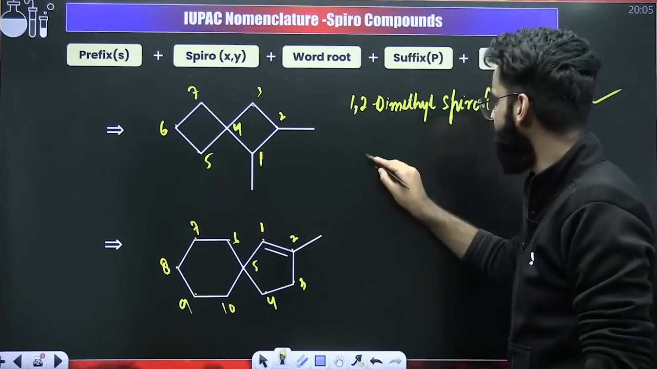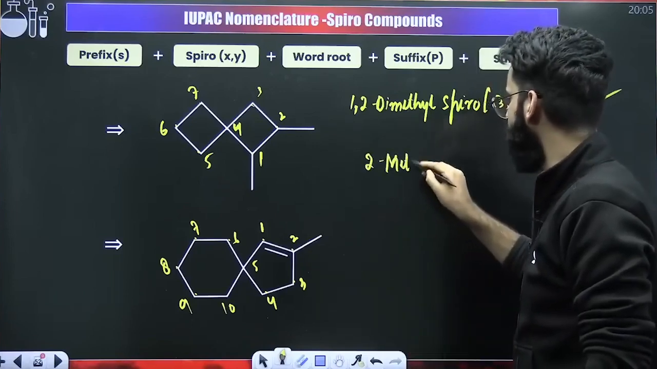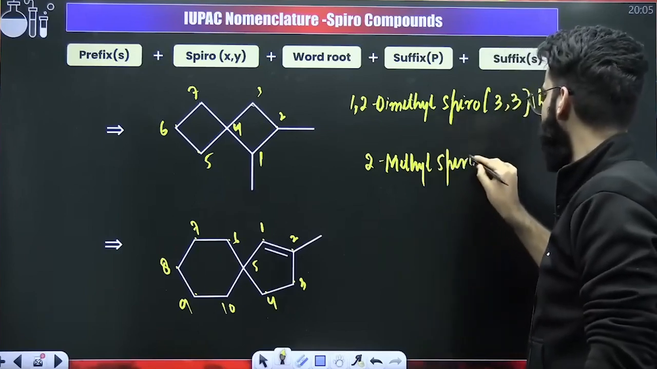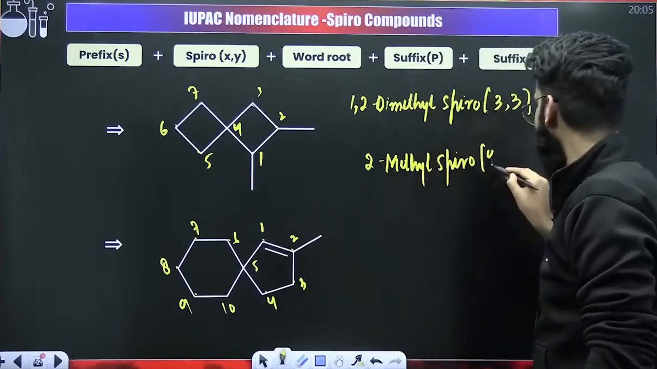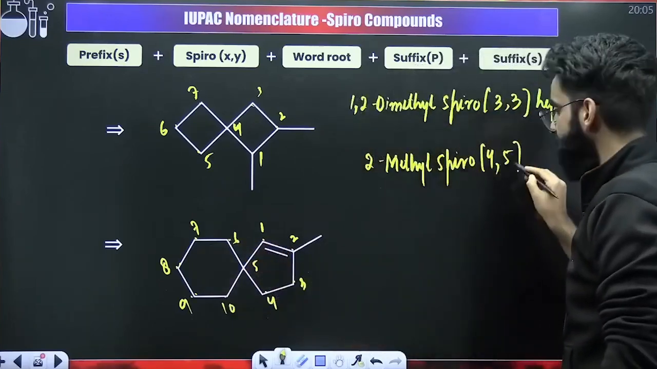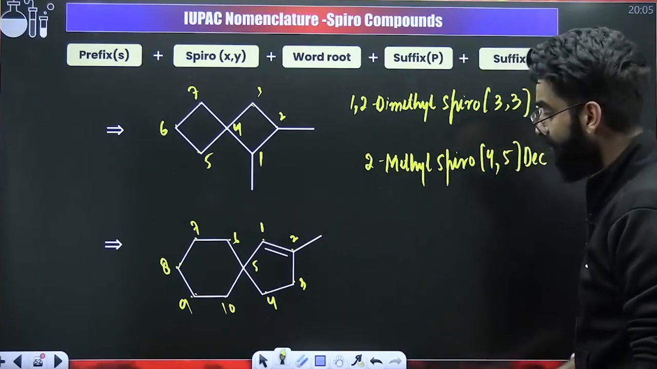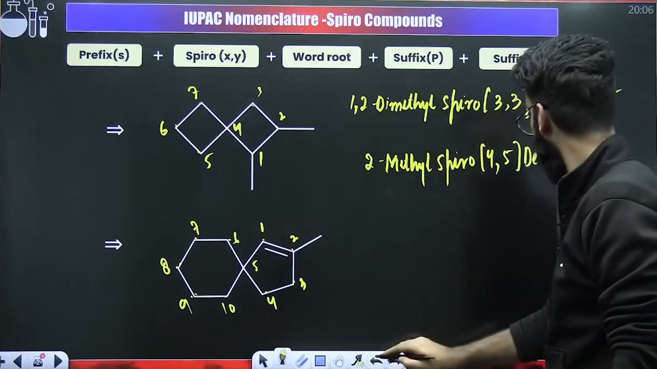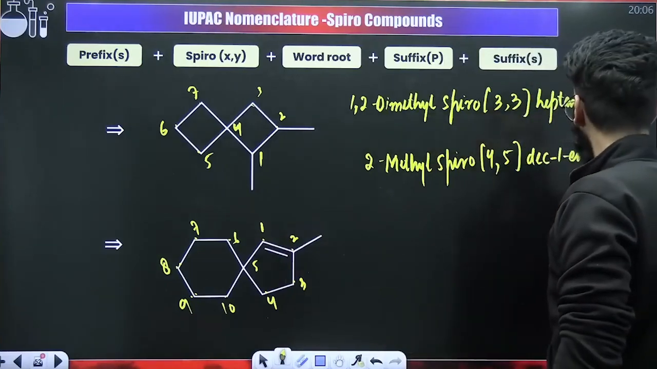Perfect. Now at carbon number 2, you have got a methyl group. So 2 methyl. Now it's a Spiro compound, so write Spiro. In the smaller size ring, 1, 2, 3, 4. In the larger size ring, 1, 2, 3, 4, 5. In the main chain, 10 carbon atoms, so it's dec. Everywhere there is not a single bond. There is a double bond here, so at carbon number 1, it's ene.